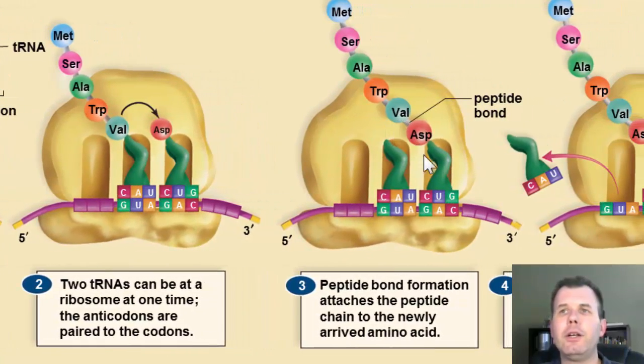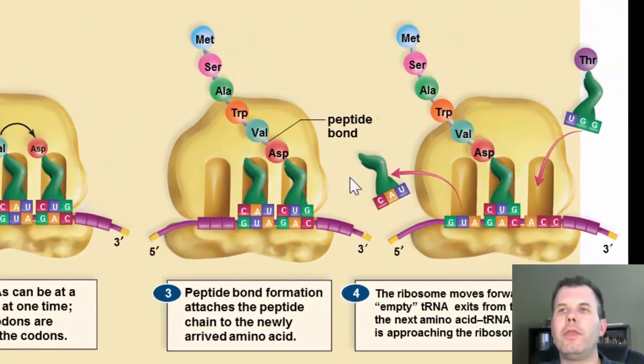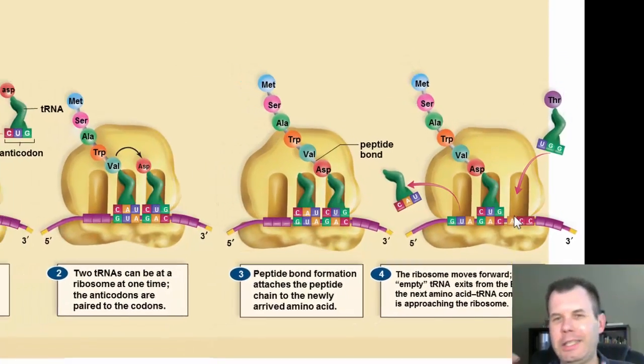You can see it right here. As soon as that bond is made, everything gets shifted over one. This tRNA ends up in the E site, it leaves, and now you have the open spot for the next tRNA to come in, which is ACC. The anticodon is UGG, comes in, and you have now elongated the polypeptide, and that's called elongation.